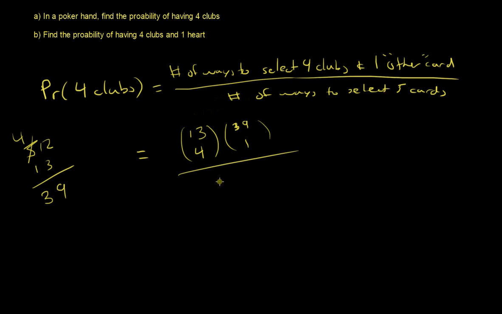Then we need to select 5 cards from the deck. Well, there's 52 and we're choosing 5 of those. All right, so you can simplify this and solve.